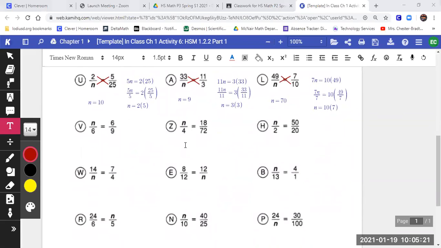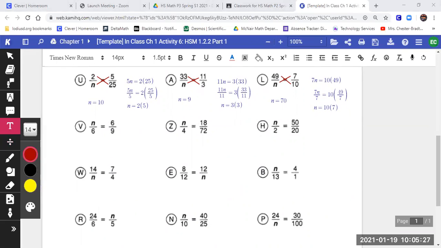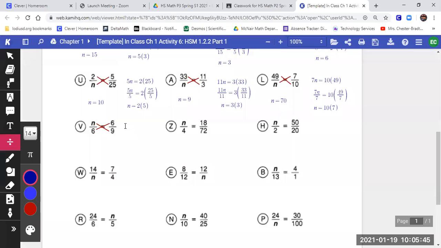All right. Remember, we're doing the same thing over and over and over. We're just changing the numbers. So what's going to be our first step? Cross multiply. Bottom times top has to get us top times bottom. Then what? 9n equals, what am I going to put? 6 times 6, that's right.